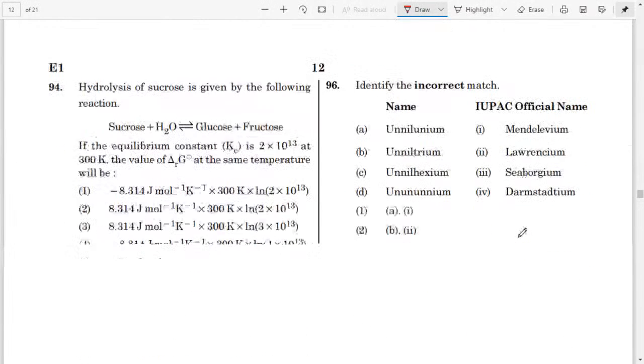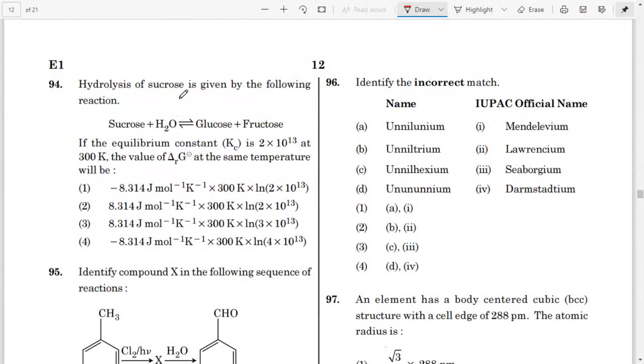Next, hydrolysis of sucrose is given by the following reaction. Sucrose plus water gives rise to glucose plus fructose. If the equilibrium constant Kc is 2 into 10 to the power 13 at 300 Kelvin, the value of delta rG° at the same temperature is going to be minus 8.314 joules per mole per Kelvin into 300 Kelvin into ln of 2 into 10 to the power 13. Option number 1 is the correct option, students.